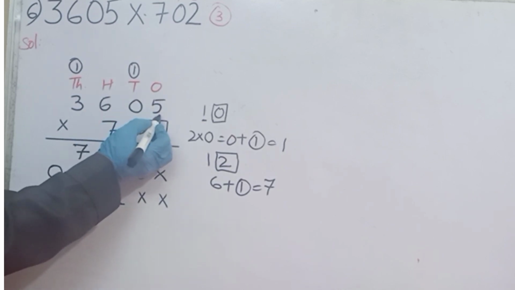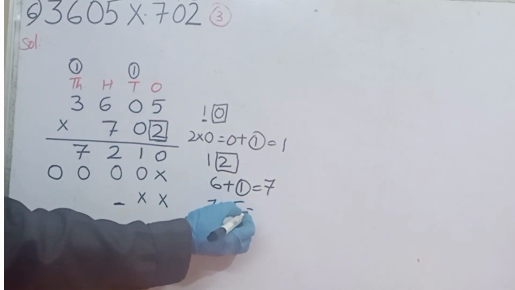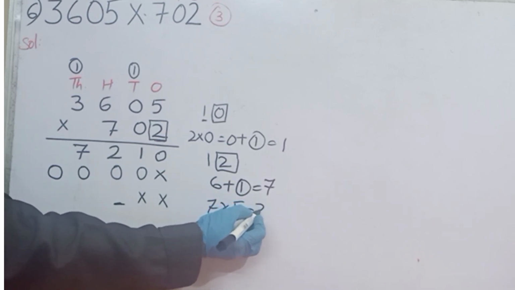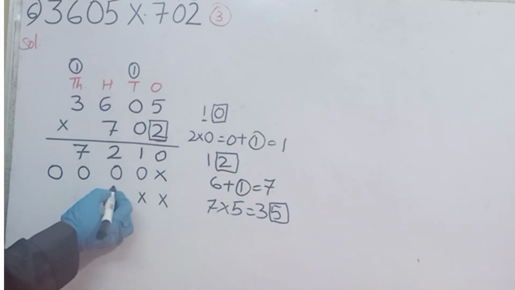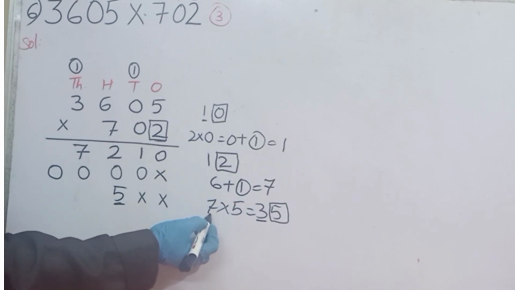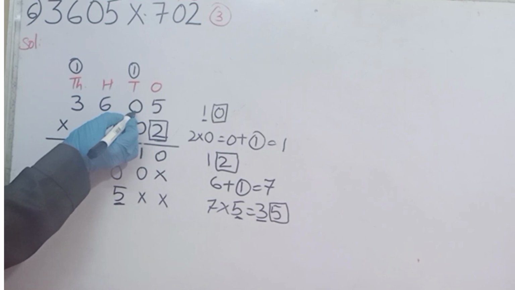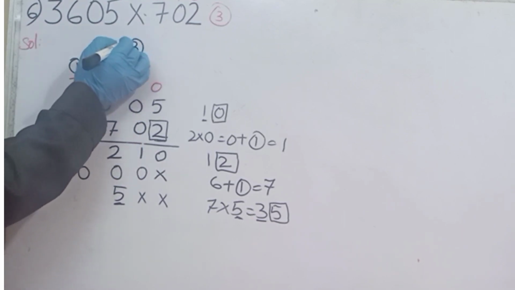So 7 5s. 7 5s are what, student? If you don't know 7 5s, then see what 5 7s are. What will it be? 35. So only the ones place number will be written here, and 3 will go as a carry to the number which is beside 5. So beside 5, what is there? 0. That is on tens place. It will go as a carry here.